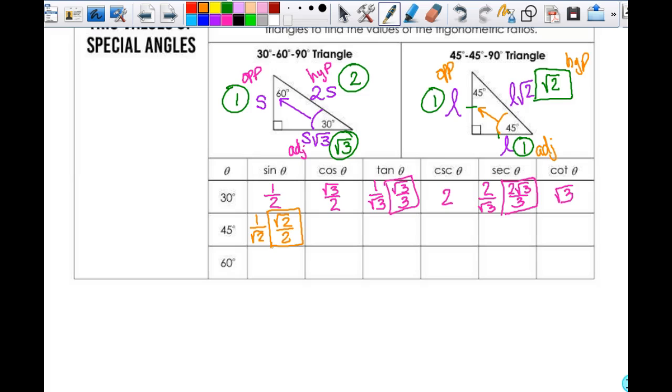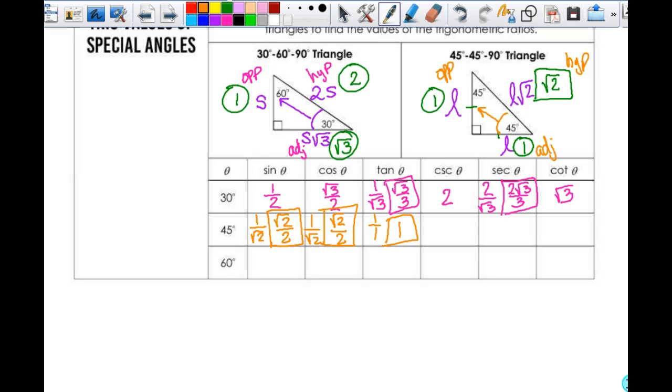Cosine is adjacent over hypotenuse. So what's that going to be? It's 1 over the square root of 2. It's the same thing, right? So you get square root of 2 over 2. Tangent is opposite over adjacent. That's 1 over 1. That's 1. It should make sense that for 45, the sine and cosine are the same because the opposite and the adjacent sides are the same, right?